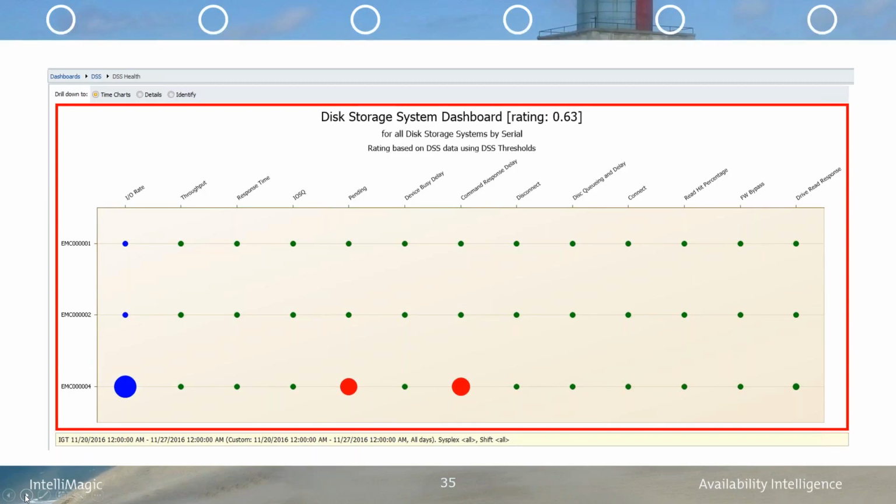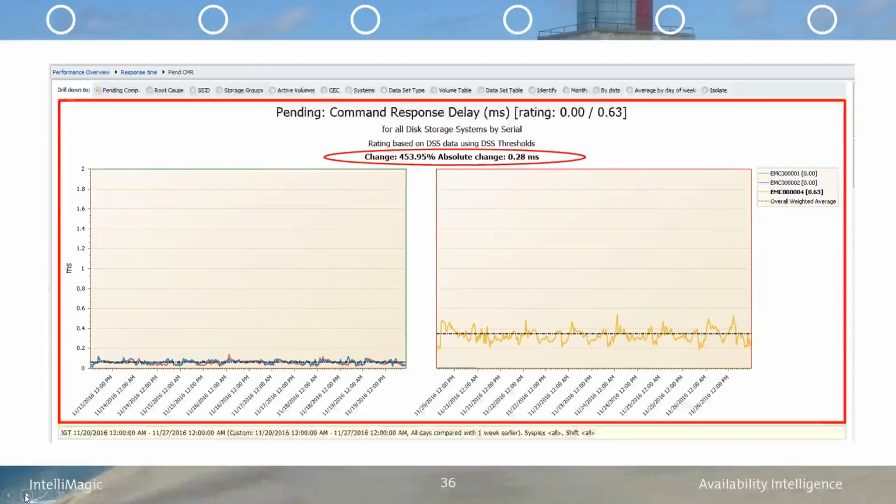So next step is to look more closely at the CMR before and after the migration. So let's drill down and see that. Let's go to the next chart. So what do we see? It shows that the pend CMR time increased by over a factor of 4 after the migration. That's a lot. That's 453%.